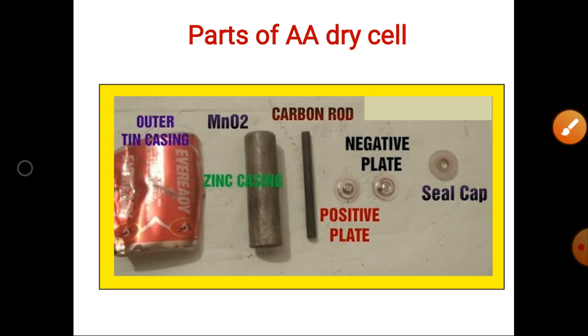The first one is the outer tin casing and the zinc casing, and in that zinc casing or tank we place the MnO2 mixture and the carbon rod. This zinc casing and the carbon rod act as the electrodes, anode and cathode. The positive plate is connected to the cathode, the negative plate is normally connected to the anode, and the seal cap is used to enclose that particular cell.